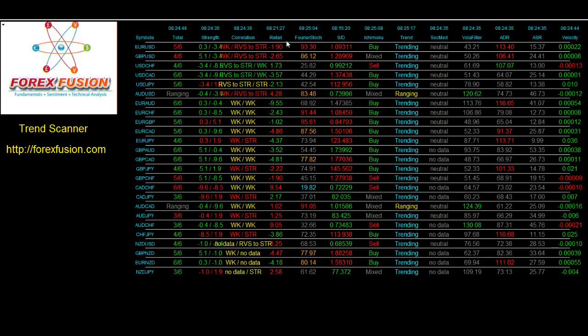MetaTrader 4 brokers do publish in various places across the internet their positionings of their retail traders in terms of buy positions and sell positions. We aggregate that information, we analyze that information in real time, and we output a ratio. If the ratio is above 1, that means there are more buyers than sellers. If the ratio is below -1, that means there are more sellers than buyers.